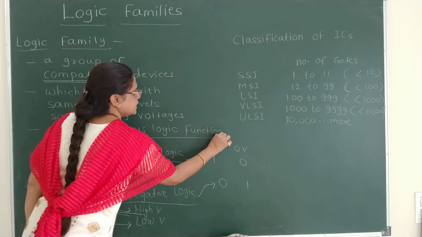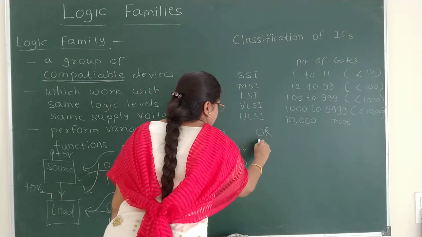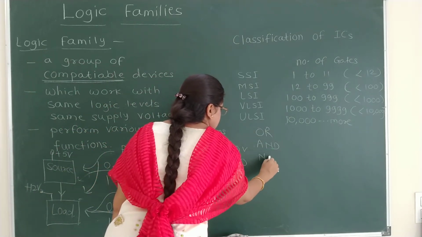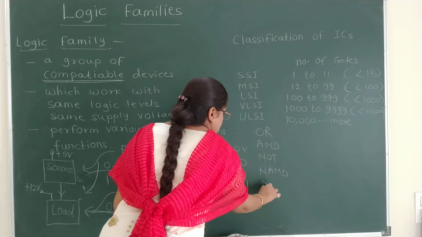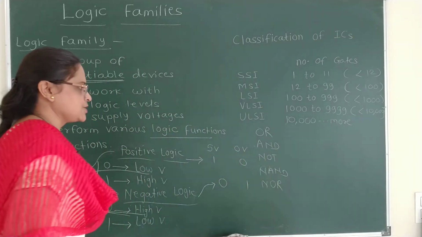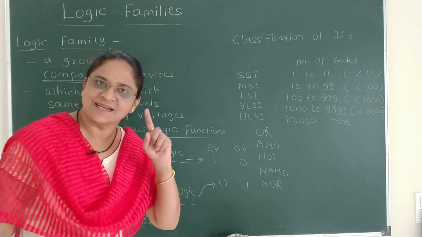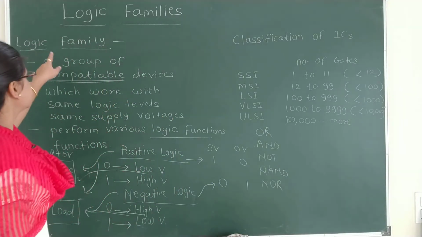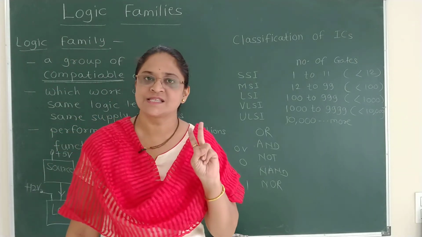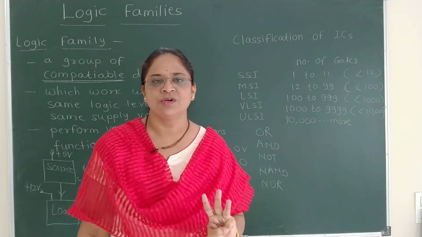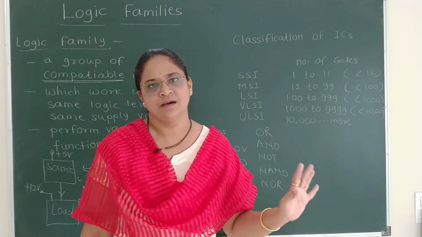Logic functions means different logic operations like OR gate, AND gate, NOT, that is inversion, unary operand, or NAND, NOR, XOR, like this. The circuits which perform logic functions can be a group of logic family. So what is a logic family? It is a group of compatible devices which work with the same logic levels, same supply voltages, and can perform different logic functions. It is known as a logic family.